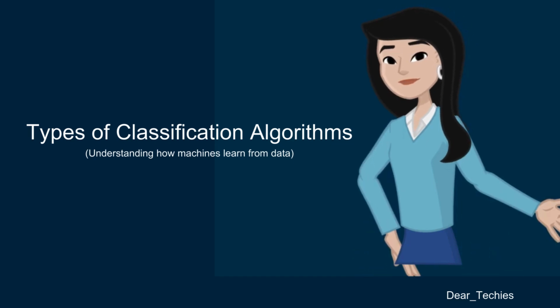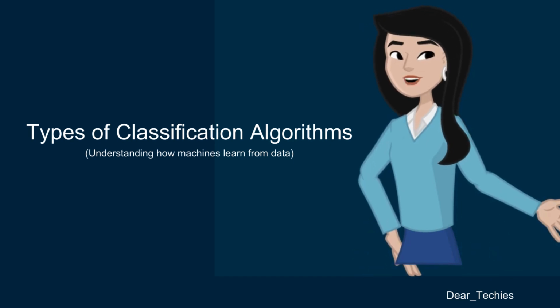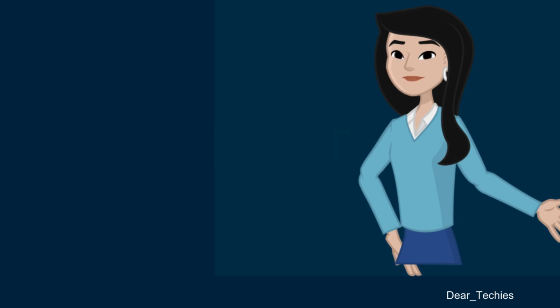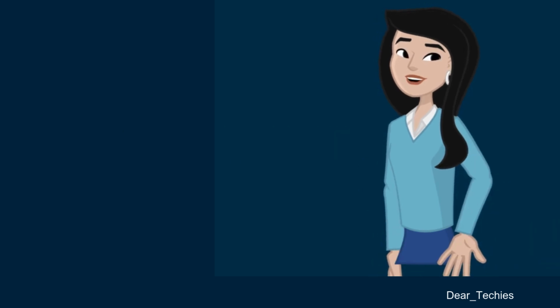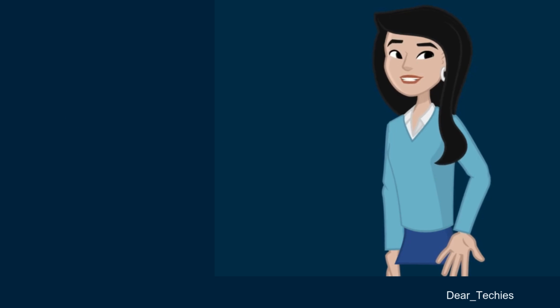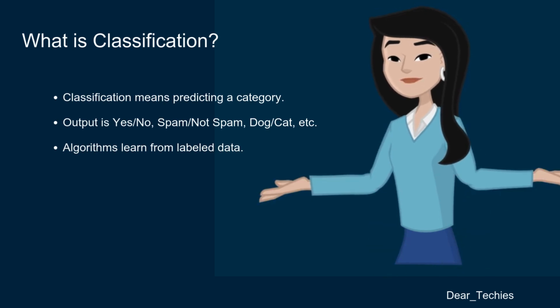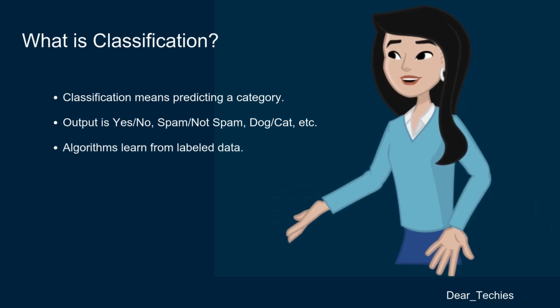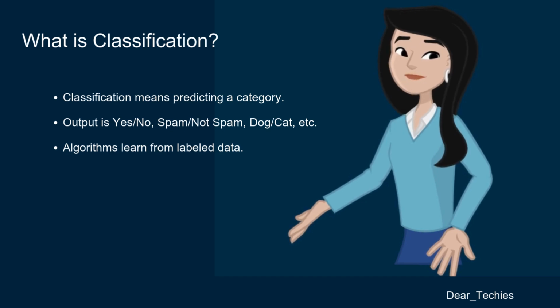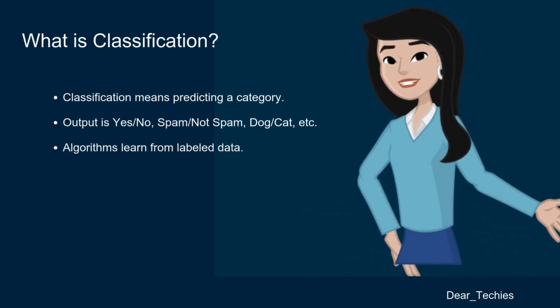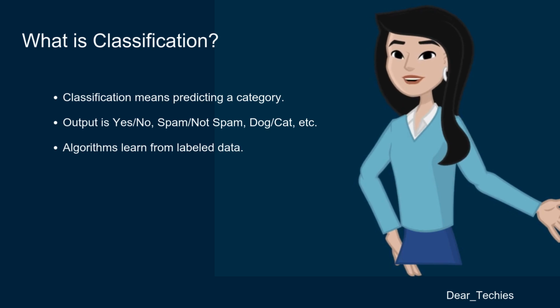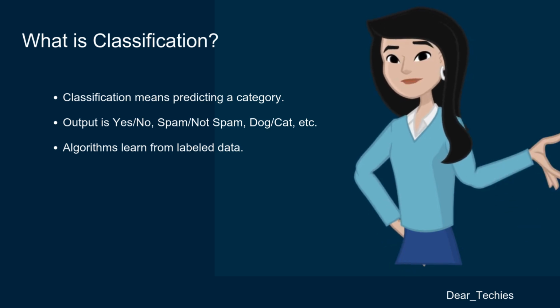Hi everyone. Today we are going to learn one of the most important concepts in machine learning: types of classification algorithms. Classification is a part of machine learning where the goal is to predict a category. For example, is this email spam or not spam? Is this image a dog or a cat? Here the output is not a number but a label.